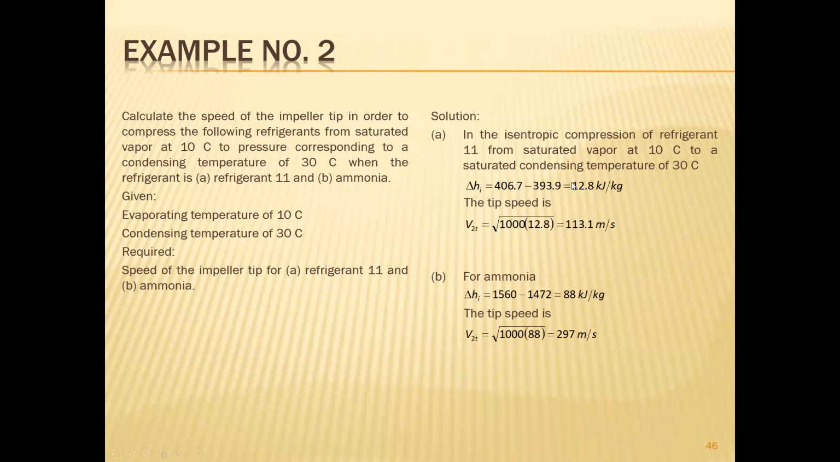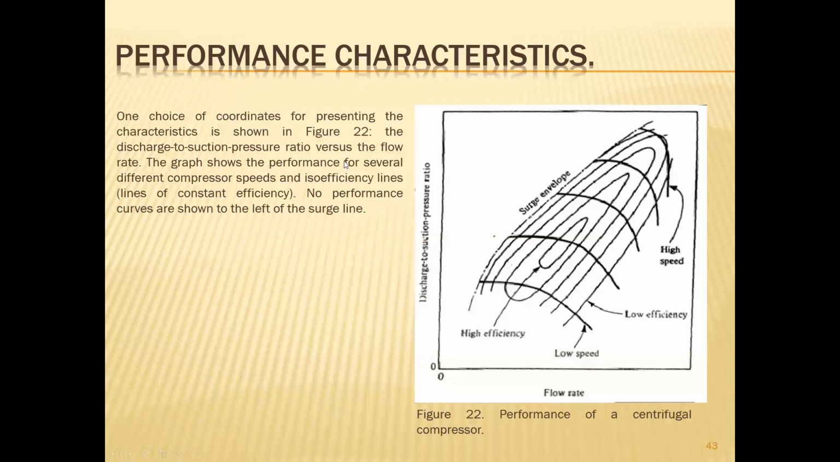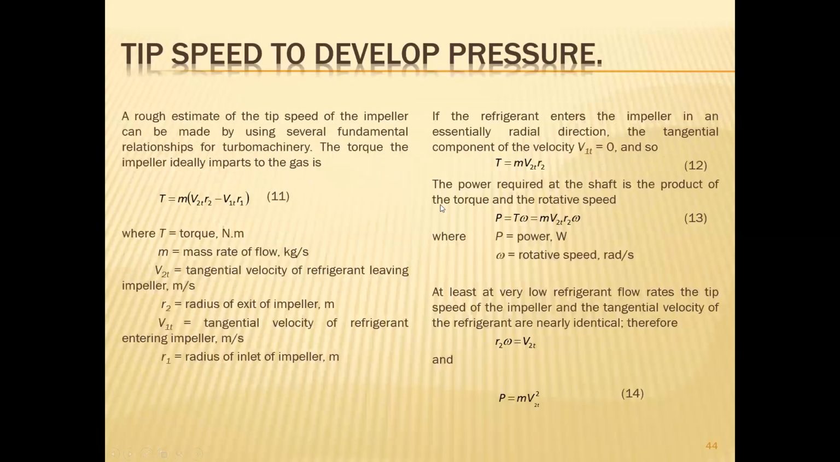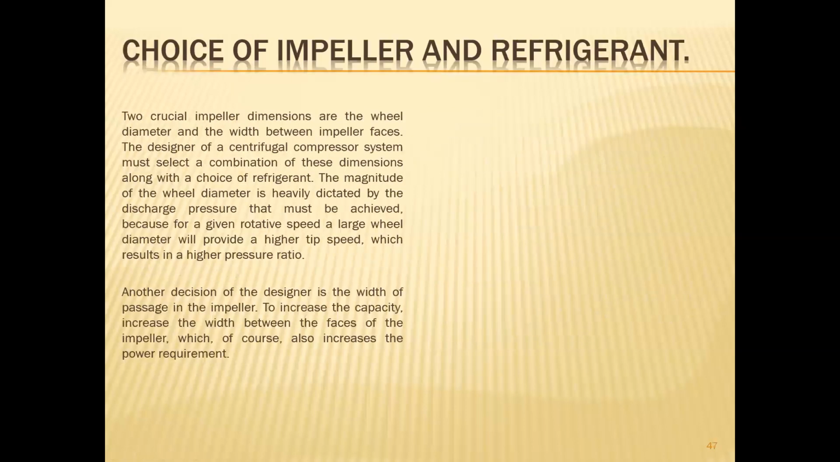So, next, choice of impeller and refrigerant. There are two crucial impeller dimensions: the wheel diameter. So makikita mo sa mga curve, kahit sa pump, di ba? Mayroon nang wheel diameter. Kasi wheel diameter, gawa na yon. Pipili ka na lang ng kung ano yung diameter doon, di ba? Hindi ka mag-interpolate. Mag-interpolate ka, ipapagawa ka ulit ng bagong impeller.